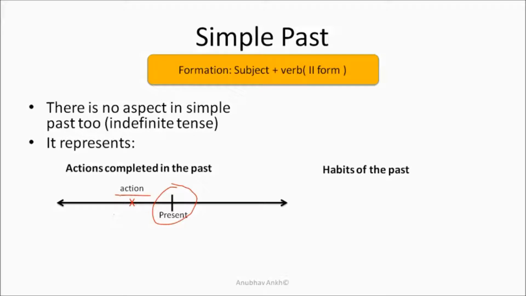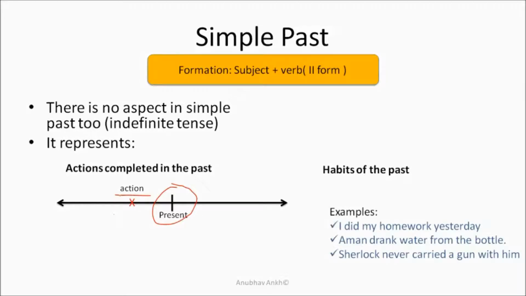For example, we can say Sherlock never carried a gun with him. So it's a habit of Sherlock, a habit of the past, not present. Other examples are I never did my homework on time. So this is basically a habit of mine from the past, right? It is just like, for example, I used to do my homework on time. Okay, so I did my homework yesterday. So it is an action completed in the past.